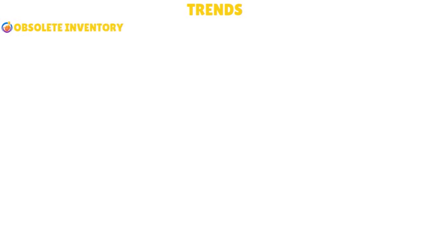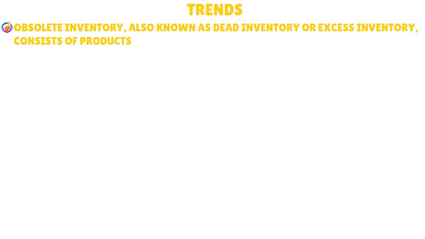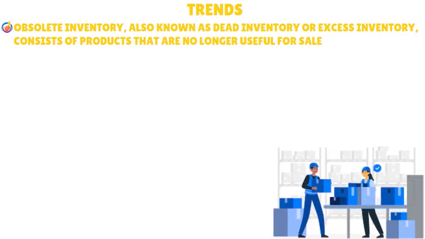Obsolete inventory, also known as dead inventory or excess inventory, actually consists of products that are no longer useful for sale. In other words, you can't sell those products. You can try, but you're not going to sell them. Obsolete inventory includes outdated technology models, expired food or pharmaceuticals, items damaged in transit, products that failed quality control, overruns of promotional giveaways, and also in some cases, excess seasonal merchandise. Accumulating obsolete inventory occupies physical warehouse space and ties up capital unproductively.